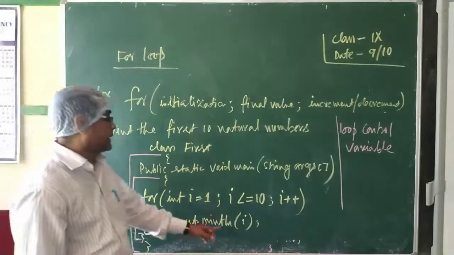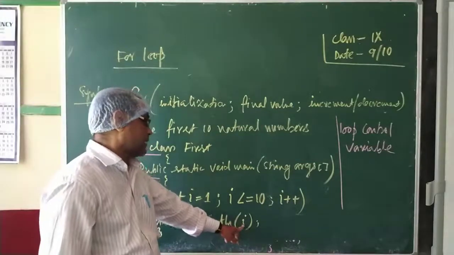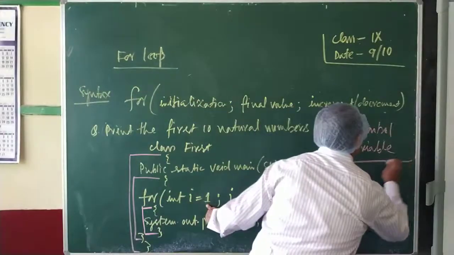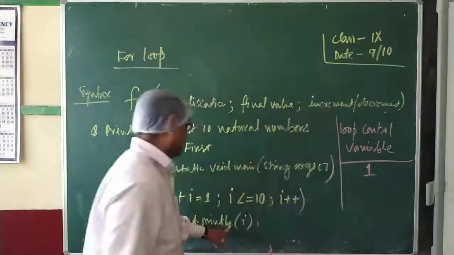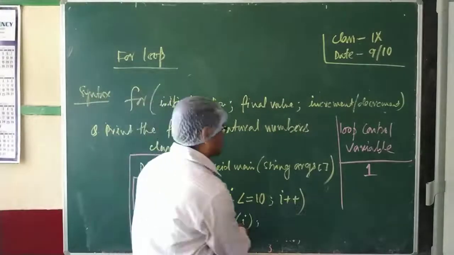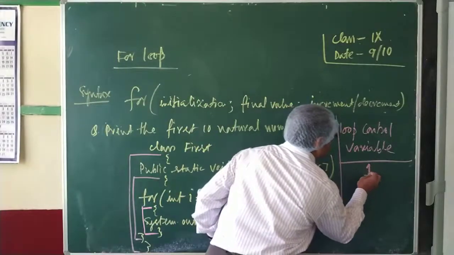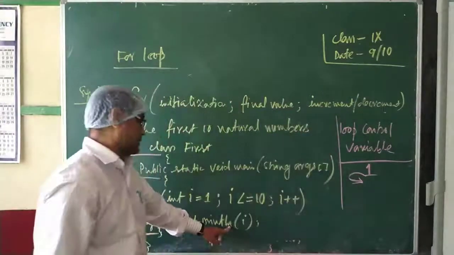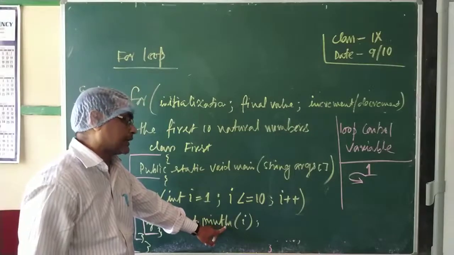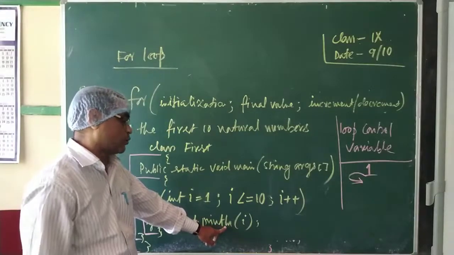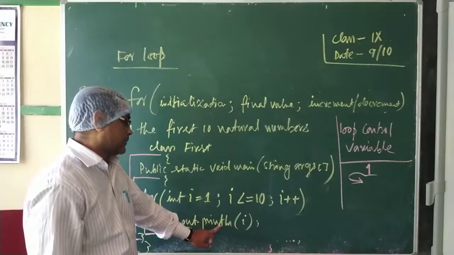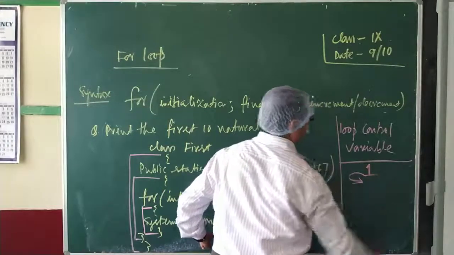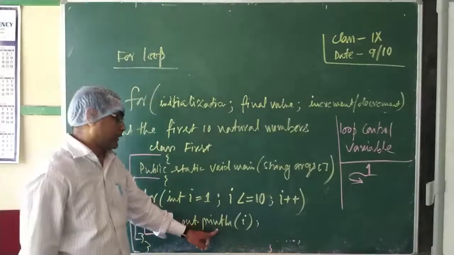Now System.out.println(i). For the first time, i will be 1, so 1 will be printed. So what is the output? First 1 will be printed, and then println. The ln means that after printing i, the cursor goes from here to the next line. It will be waiting to print what is next. Because ln means after printing, go to the next line; the printer control will go to the next line. And if it is print, then it will be waiting here and keep on writing this way. So that is the difference between print and println.